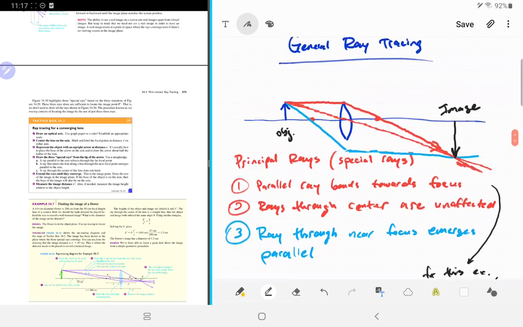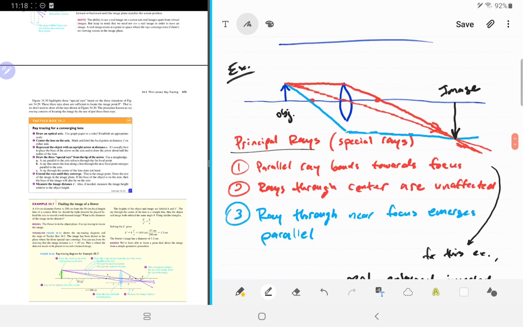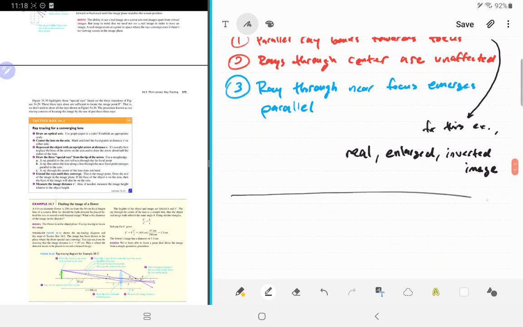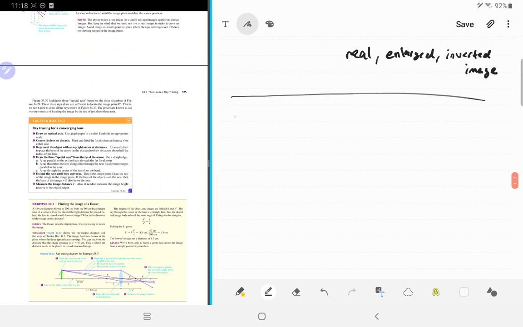Okay, so this is one example. And you want to keep in mind these principal rays. You want to get some practice drawing these. And in general, it's nice to have a straight edge or a ruler handy. Okay, so let's look at another example of this.